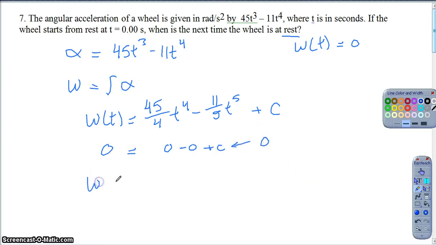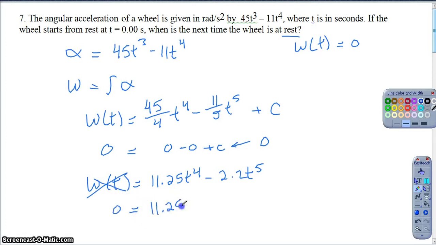So anyway, I've got my function for the velocity. I'm going to go ahead and make that 11.25 t to the fourth minus 2.2 t to the fifth, and again plus 0, so I don't need that in here. And they're asking me, when does the wheel come to rest again? Well, it's going to be at rest when, again, the velocity is equal to 0. So I'm going to set this whole function equal to 0. So I've got 11.25 t to the fourth minus 2.2 t to the fifth.